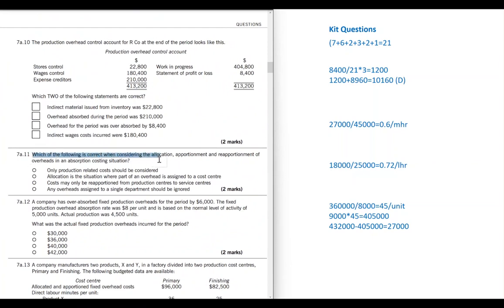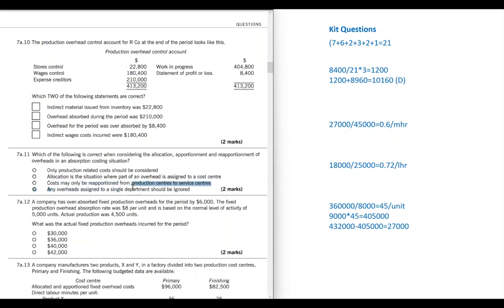Which of the following is correct when considering the allocation, apportionment, and reapportionment of overheads and absorption costing? Only production-related costs should be considered. Allocation is the process where part of overheads is assigned to a cost center. Costs may only be reapportioned from production center to service. Any overheads assigned to single department should be ignored. Only production-related costs should be considered, maybe. Allocation is a situation where part of overheads is assigned to a cost center. This is apportionment, so this is wrong. Costs may be reapportioned from production to service. No, from service to production.